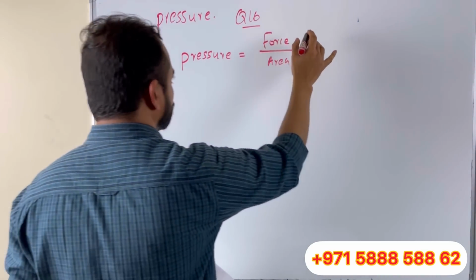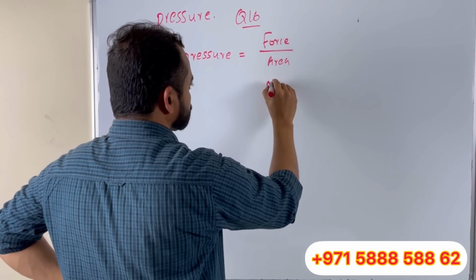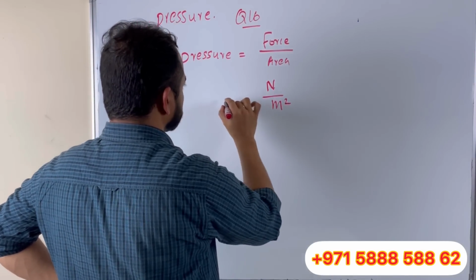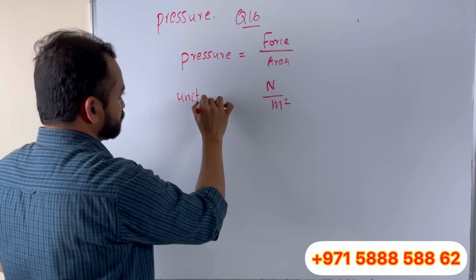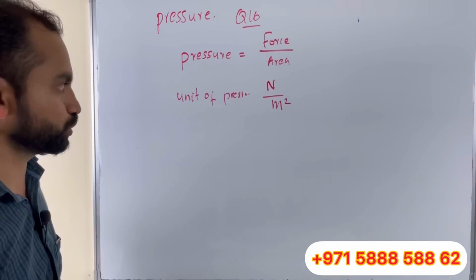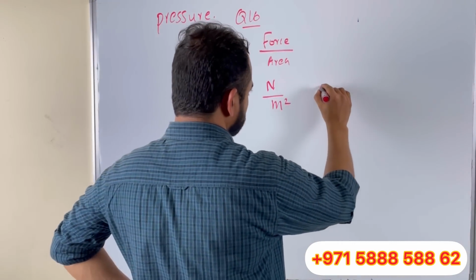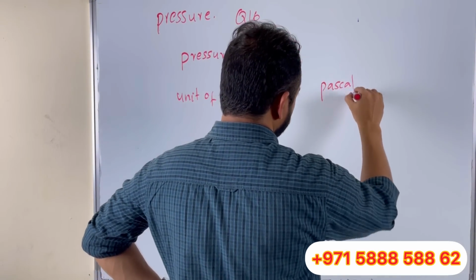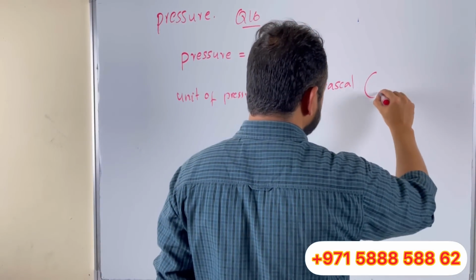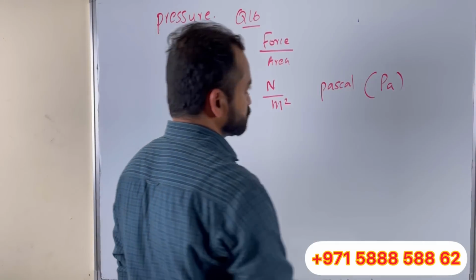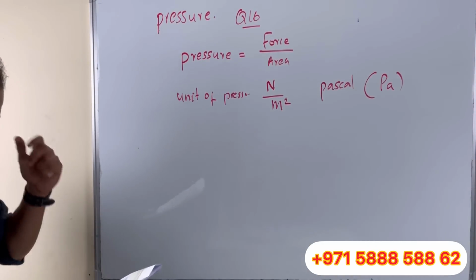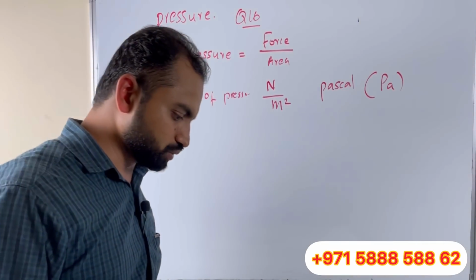What is the unit of force? Unit of force is Newton and unit of area is meter squared. So unit of pressure is Newton per meter squared. Newton per meter squared is called Pascal, and we represent Pascal by writing Pa. So that is the SI unit for pressure. Then example problem 1 from the textbook, calculating pressure.